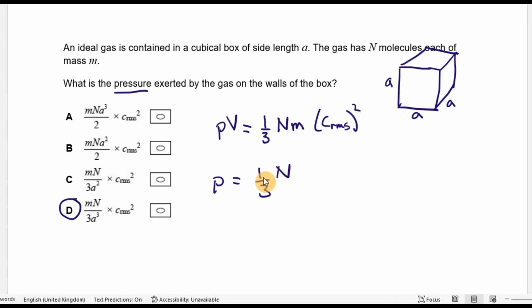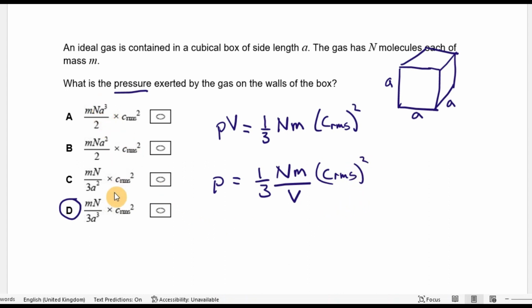And we get a third, the number of particles multiplied by the mass of each particle, over the volume of the container, multiplied by the root mean square speed of the particles.